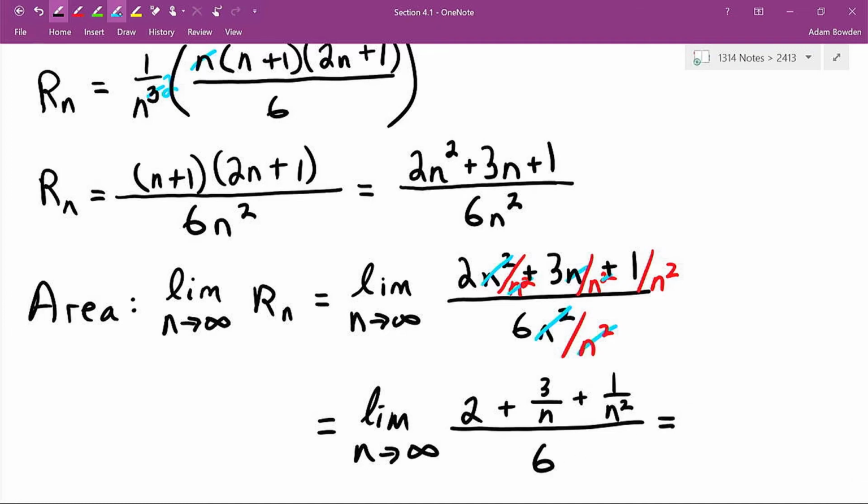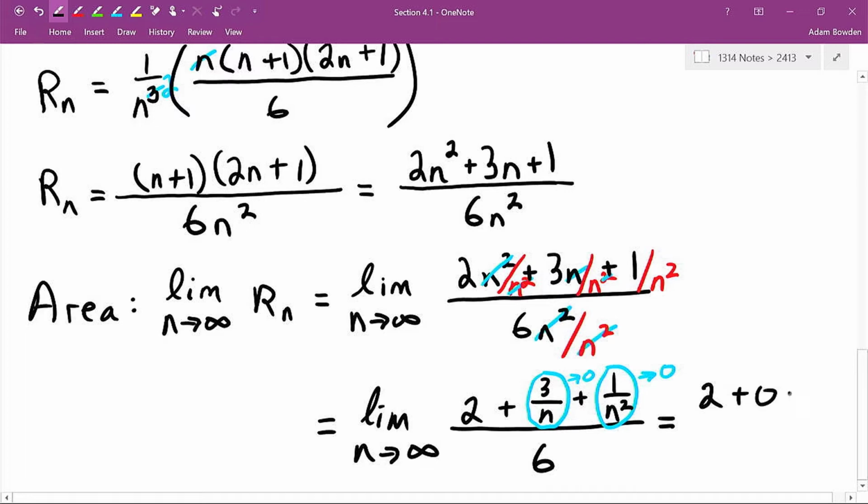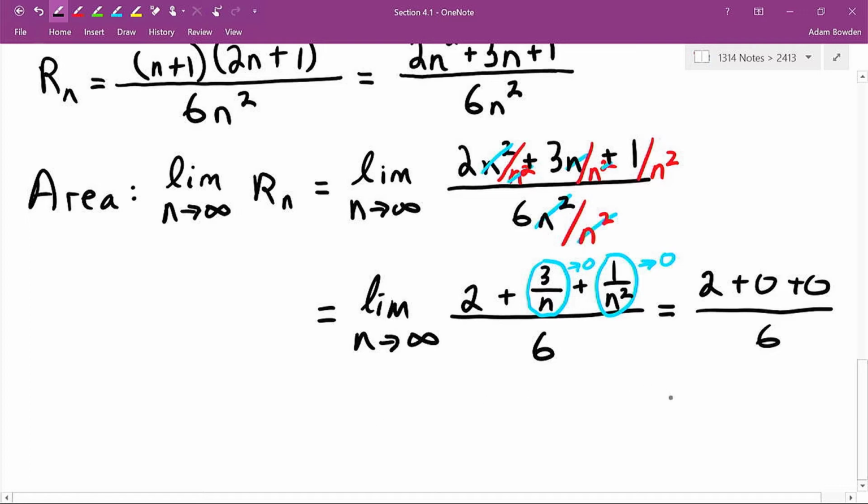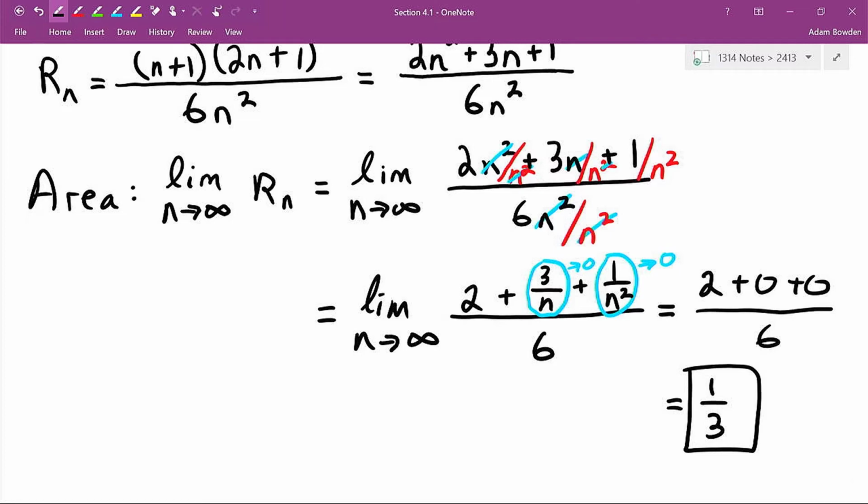And those terms on top, 1 over n squared and so forth, are just going to go to 0 as n goes to infinity. So the limit is equal to 2 plus 0 all over 6, or that would just be 1 over 3, which is what was mentioned it should come out to be. So by this limit, we now know precisely that the area under the curve of y equals x squared between 0 and 1 is 1/3.